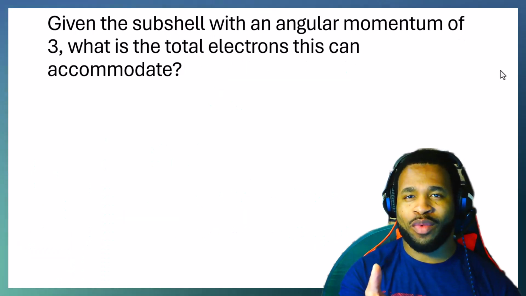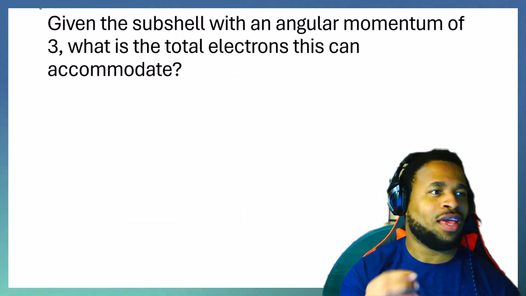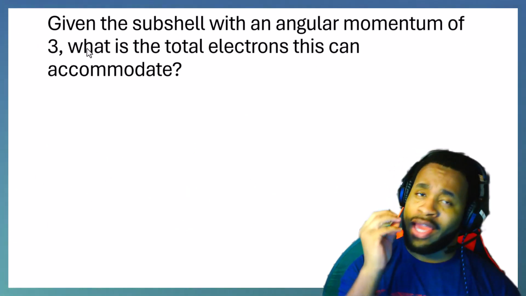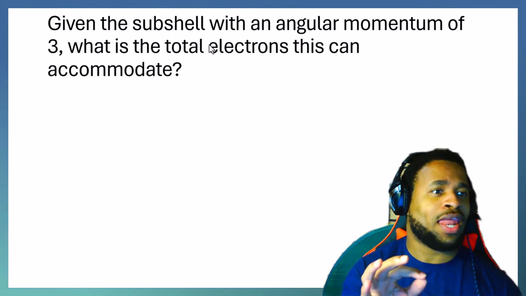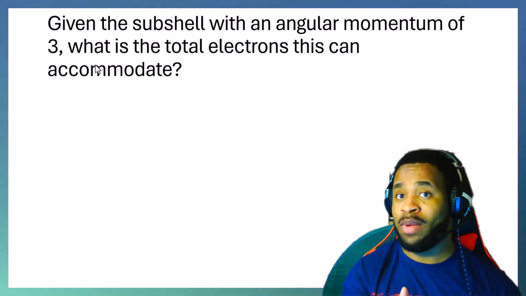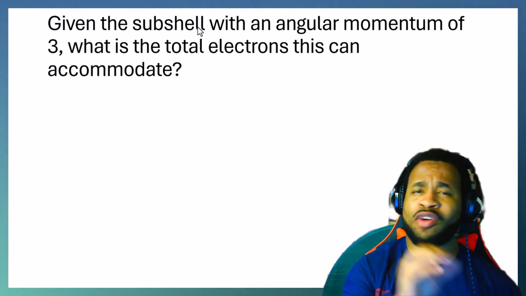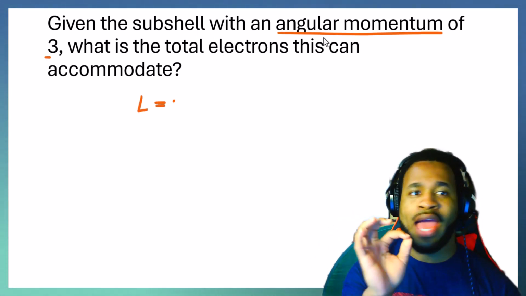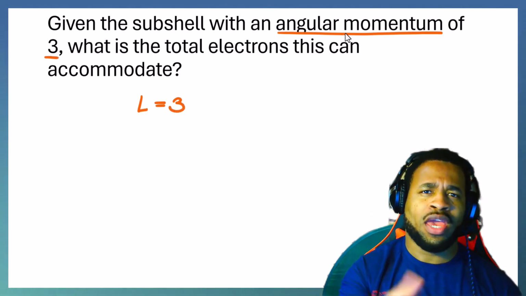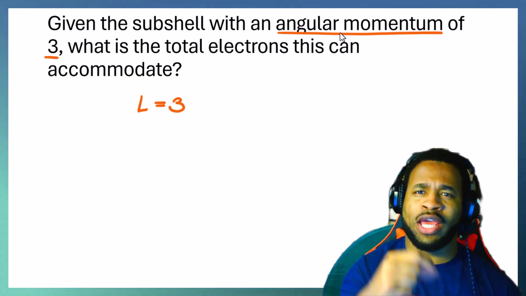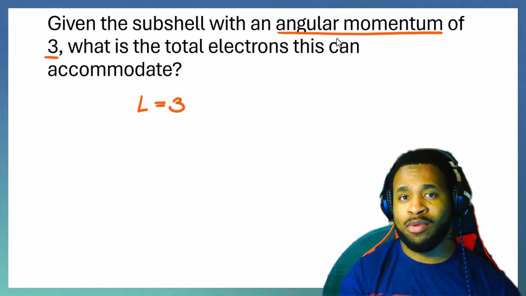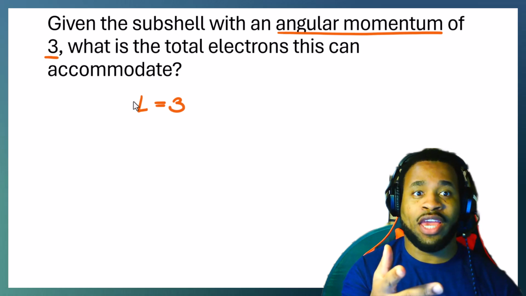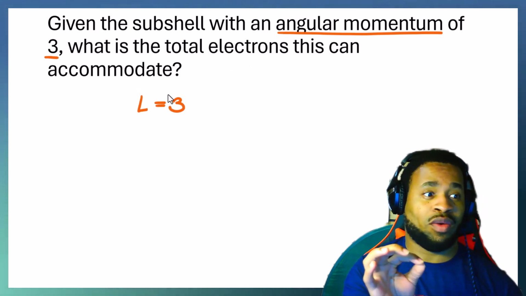Here is another question that says, given the subshell with an angular momentum of 3, what is the total electrons this can accommodate? This has a couple of keywords that we should keep in mind. First is the angular momentum, which in quantum mechanics is the second quantum number, expressed as the variable L. And here it says that L is equal to 3.